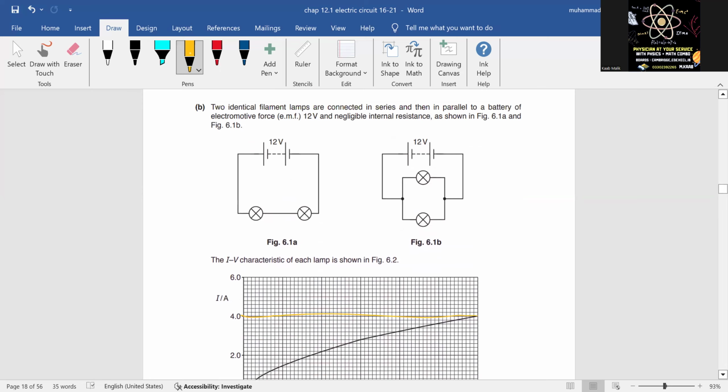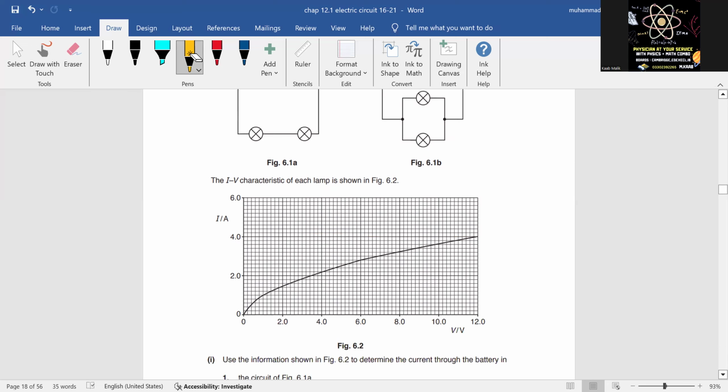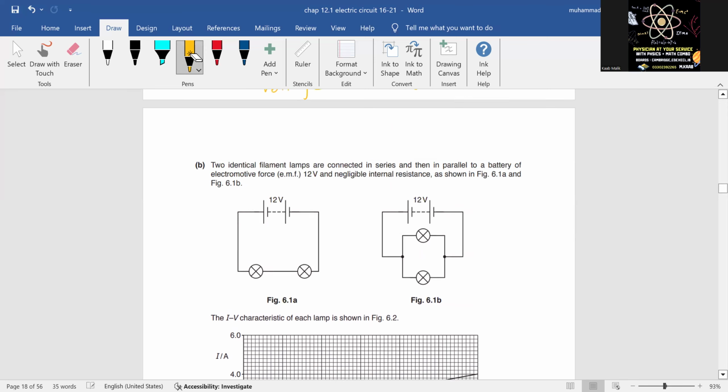So two identical lamps means both have the same resistance. So if they both have the same resistance, you have to add the resistance. So the IV characteristics of each lamp. Okay, fine, sorry. So for each lamp, there won't be 4.4 current. Since they're identical, every lamp in the series combination gets 6 volts, right? Is that clear? And every lamp in the parallel will get a 12-volt drop across it, right? Because it is in parallel, right?